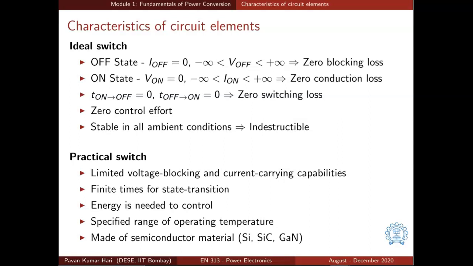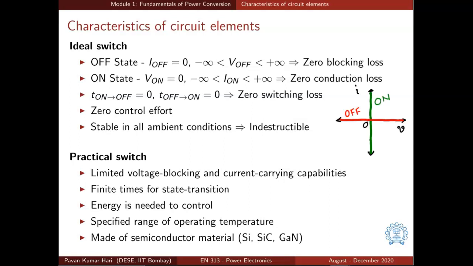And some of the switches do need energy to be maintained in one particular state, the on state, and most of the switches need energy for the initiation of any switching transition. And there will be a specified range of operating temperature for any practical switch, and practical switches are made of semiconductor materials. Silicon has been a very popular and widely used material to make these power electronic switches. Other materials such as silicon carbide and gallium nitride are being used in recent times to make more efficient switches.